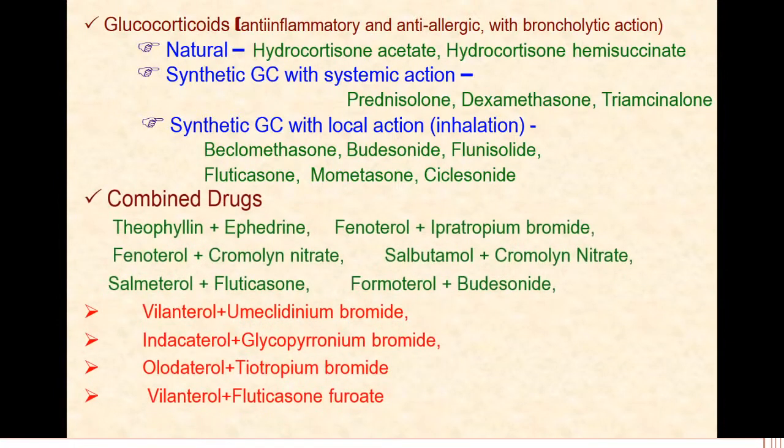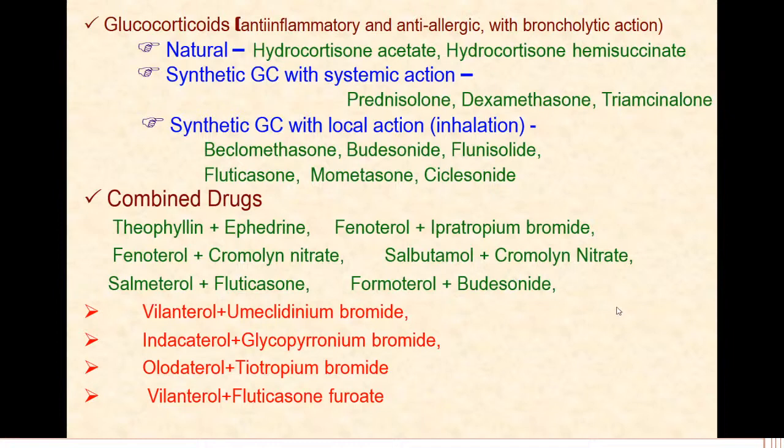Combined drugs. These are ready-made drugs containing several agents. Theophylline plus ephedrine, fenoterol plus ipratropium bromide. Fenoterol is a beta-2 adrenomimetic. Ipratropium is a topical M-cholinoblocker. Fenoterol cromolyn, salbutamol cromolyn, salmeterol fluticasone, formoterol budesonide. These are examples of beta-2 adrenomimetic combined with topical glucocorticoid. These ready-made drugs also are very popular.